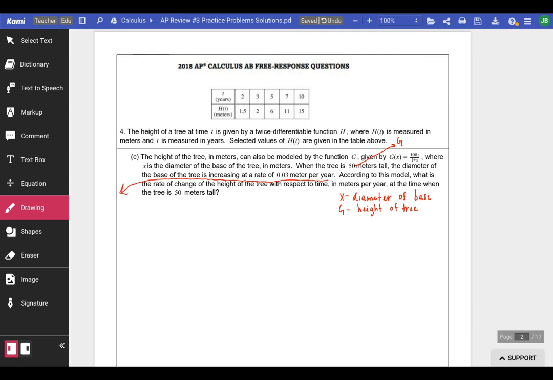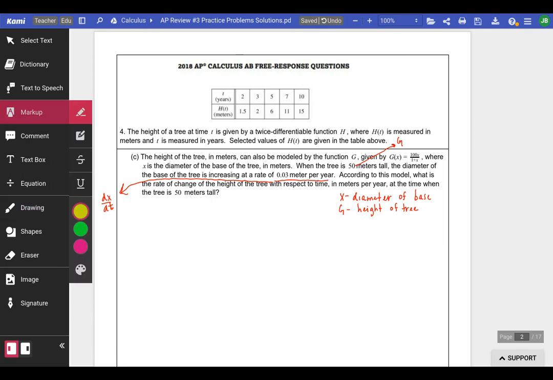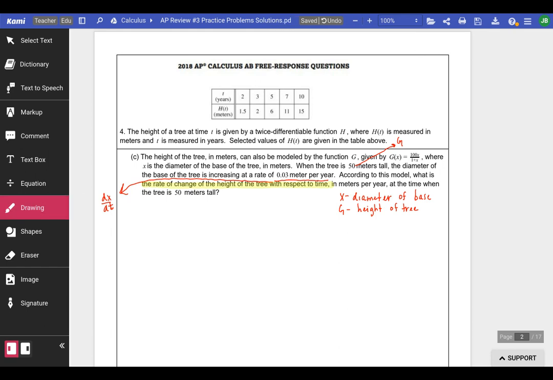I know I'm marking this up a little bit. It says the diameter of the base of the tree is increasing at a rate. So that's going to be our dx/dt because it goes along with the diameter of the base. According to this model, what is the rate of change of the height of the tree with respect to time at the time when the tree is 50 meters tall? Again, when I see this, the rate of change of the height of the tree with respect to time, as soon as I see that, I should be thinking about a related rates problem.